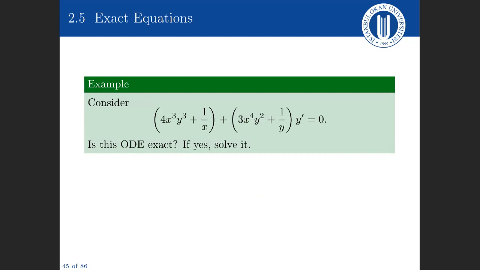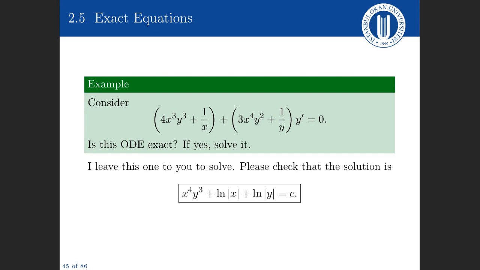Another one. Consider (4x cubed y cubed plus 1 over x) plus (3x to the power 4 y squared plus 1 over y) y prime is equal to 0. Is this ODE exact? And if the answer is yes, solve it. I'm going to leave this one for you to do.